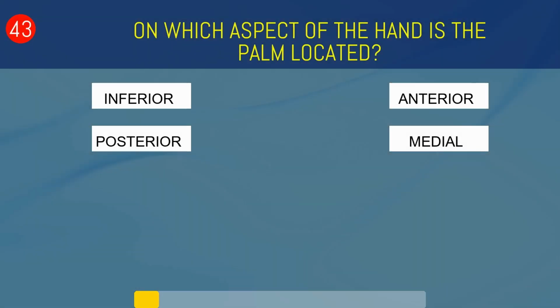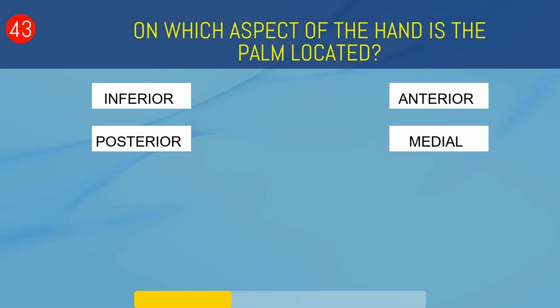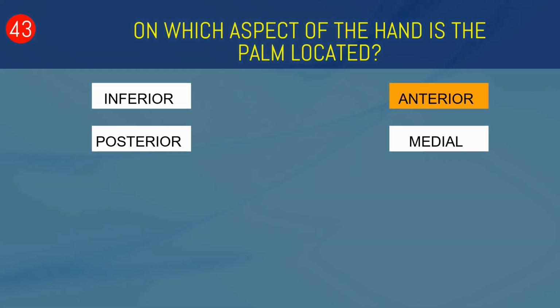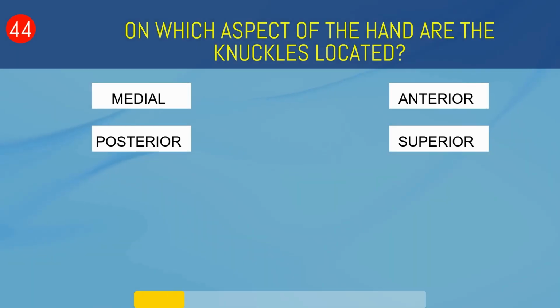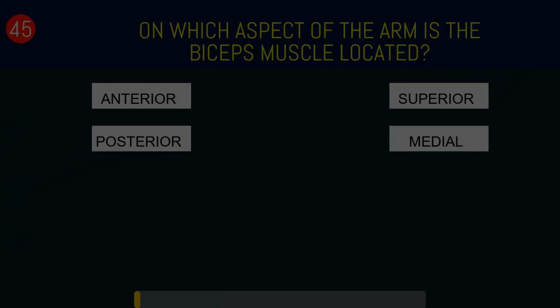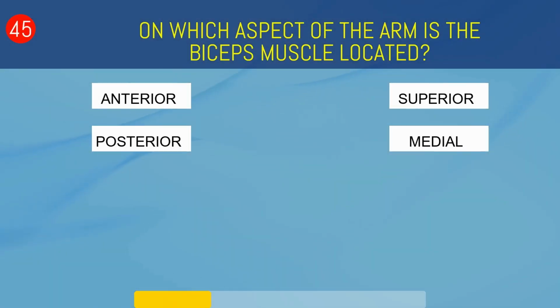Distal. On which aspect of the hand is the palm located? Inferior, posterior, anterior, or medial? Anterior. On which aspect of the hand are the knuckles located? Medial, posterior, anterior, or superior? Posterior. On which aspect of the arm is the biceps muscle located? Anterior, posterior, superior, or medial?